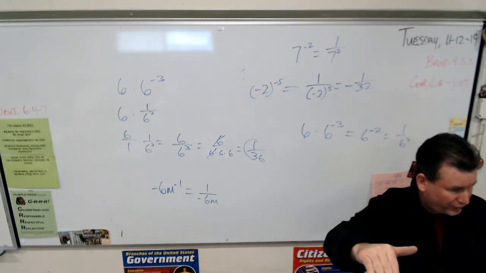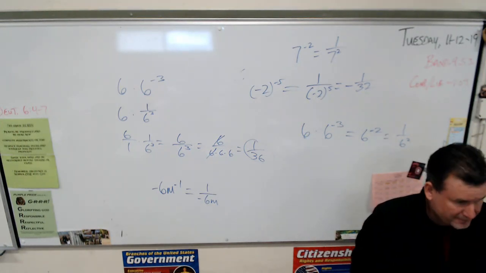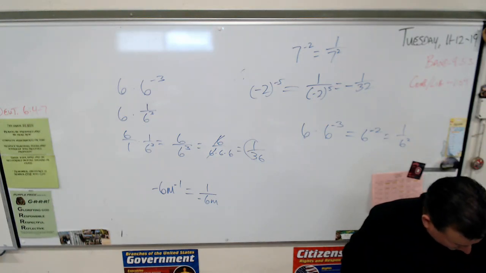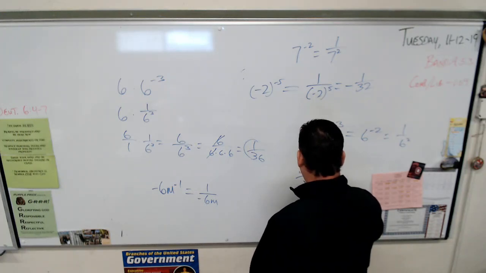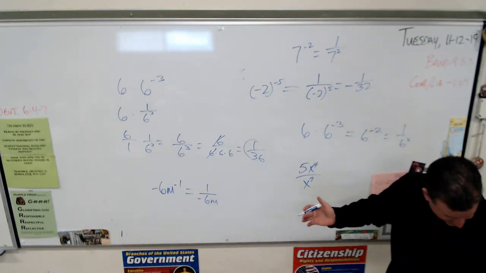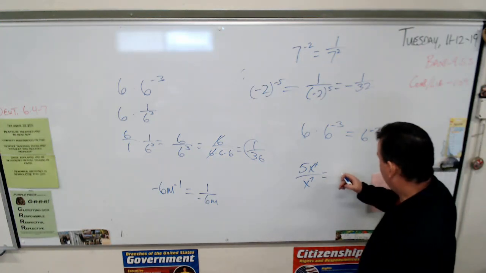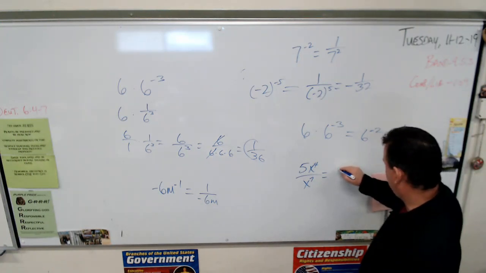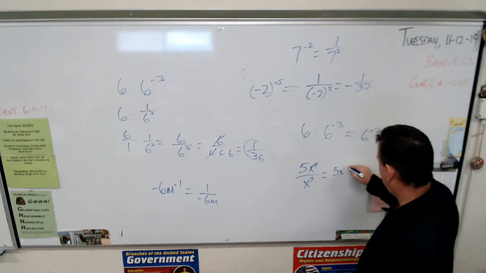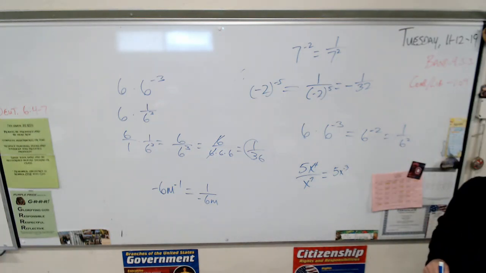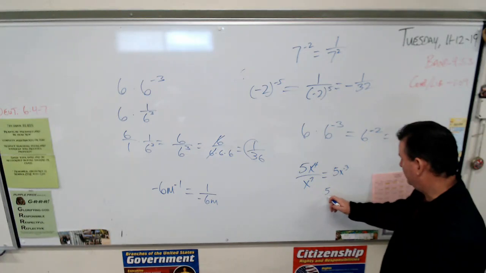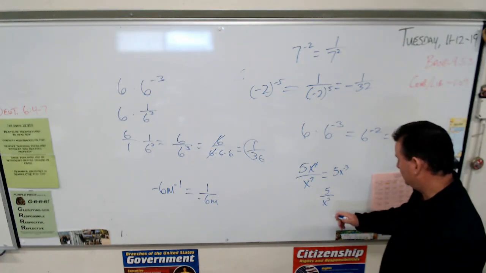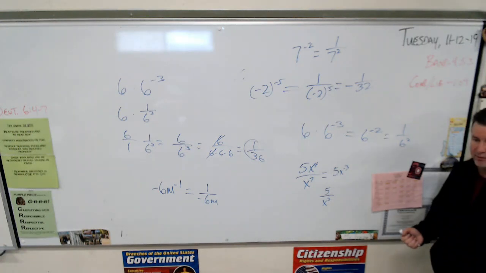That's a division sign, the fraction bar. What's 4 minus 7? Negative 3. So I'm going to write 5x to the 4th over x to the 7th. I'm going to rewrite that as 5 times x to the negative 3. Does that make sense? Yes. And x to the negative 3 is 5 times x to the positive 3 in the denominator.